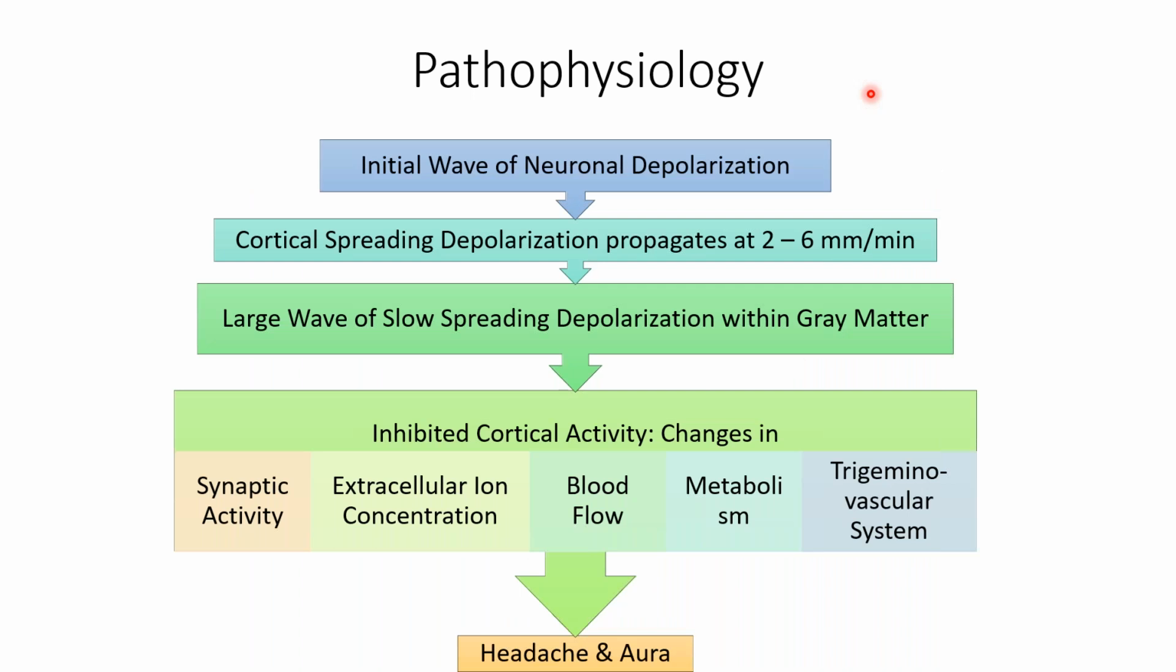There is an initial wave of neuronal depolarization which gradually propagates in the cortex at 2 to 6 millimeters per minute. And this large wave of slow spreading depolarization in the gray matter leads to an inhibited cortical activity, because of changes in the synaptic activity, the extracellular ion concentration, the blood flow, metabolism, and also the trigeminal system also undergoes some changes which lead to the headache and the associated aura if present.